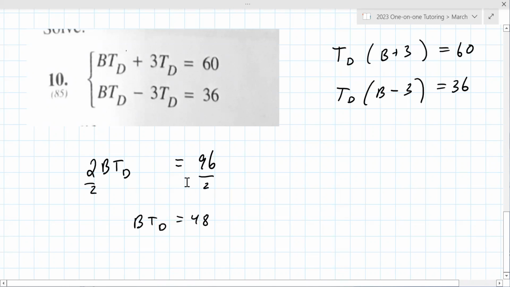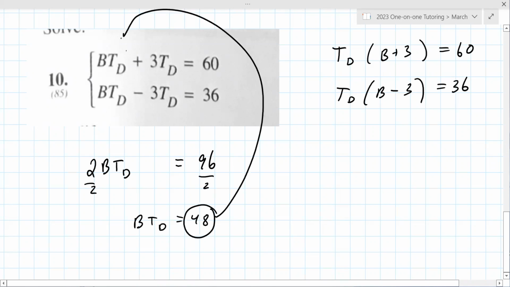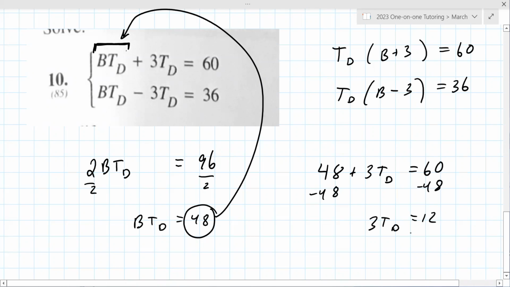And you're like, why would you do that? Because BTD is in the equation, so you can put 48 back in. This is one of those things that you see on standardized tests all the time, where you're comfortable not necessarily solving for the variable, but for a sum or a product of two things. The first equation becomes 48 plus 3 TD, and you've only got one variable. You subtract 48 from both sides: 3 TD equals 12. Divide by 3, you get TD, and then you use it back in this other equation, and that gives you B is 16.